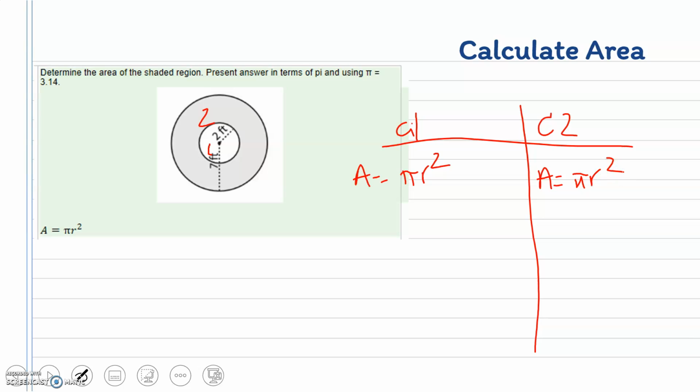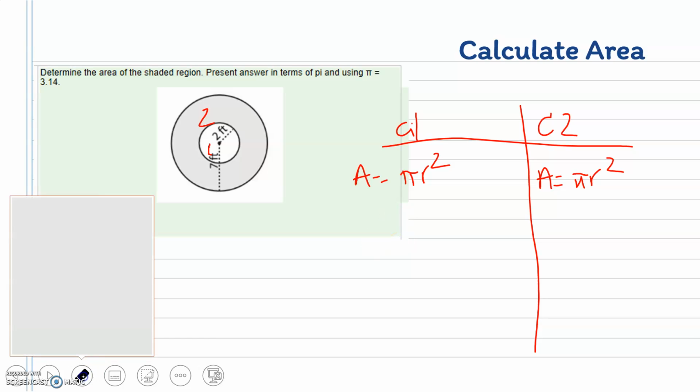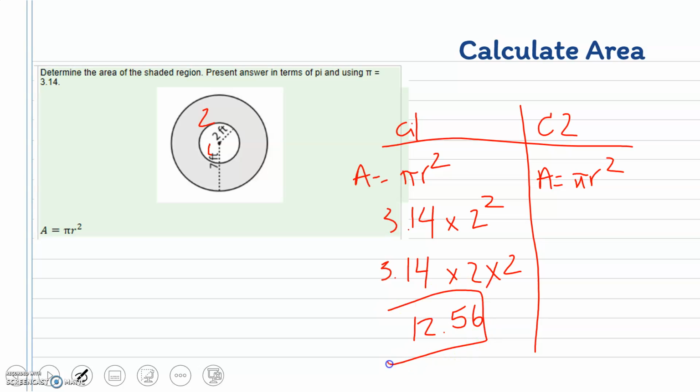If I'm looking at circle 1, the one I placed in the center, that radius is 2. So 3.14 times 2 squared, which is 3.14 times 2 times 2, which will give you 12.56. That's our first one.